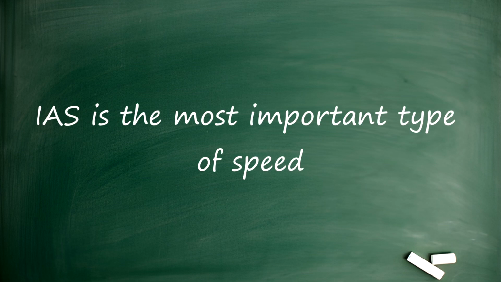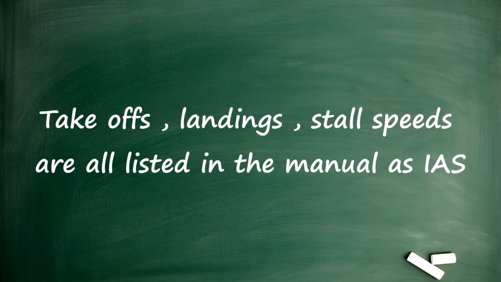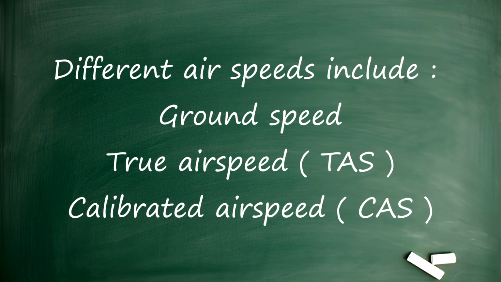Now, the speed that is indicated with this instrument is known as indicated airspeed, and this is the most important airspeed reading because everything revolves around that. Takeoffs, landings, stall speeds, all these things are listed in your manuals in indicated airspeed. That said, it's worth keeping in mind that indicated airspeed is not the only airspeed there is. There is also ground speed, true airspeed, as well as calibrated airspeed. These extra types of readings are outside of the scope of this video, so I will talk about them another time. Let's move on swiftly to the altimeter.